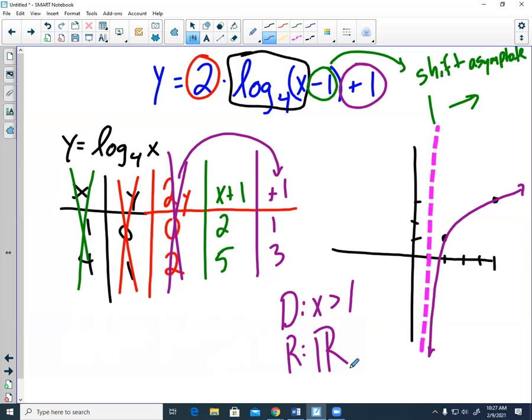And exponential functions are done the exact same way. The only change is the asymptote. That is the only change at all.